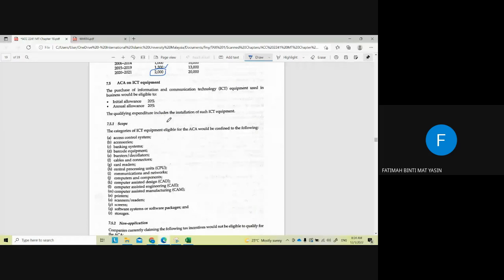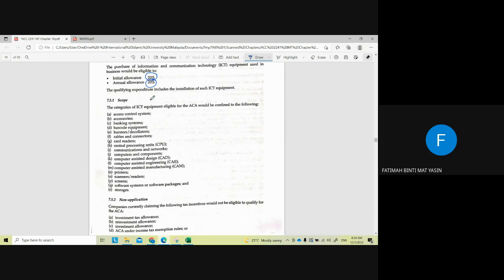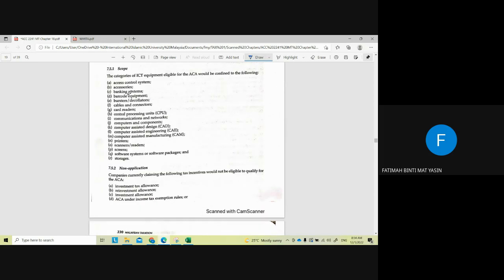Okay, so this one is accelerated capital allowance on ICT equipment. If the company acquires ICT equipment, the initial allowance is 20%, annual allowance is 20%. So you can read the examples. Here are the categories of ICT equipment. Please take note that we also have printers, scanners, software, system, storage, screens, and so on.